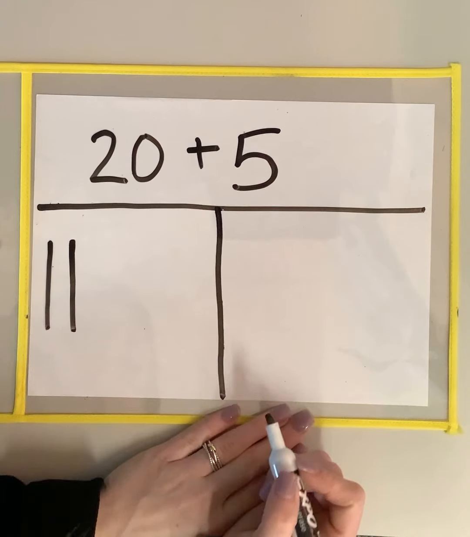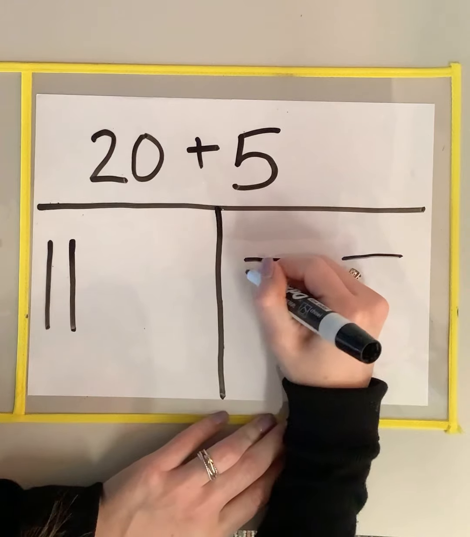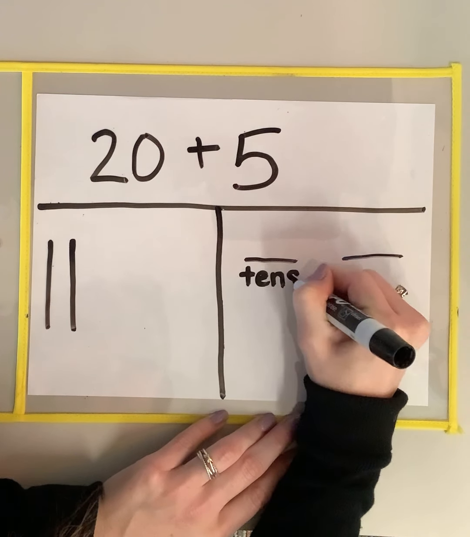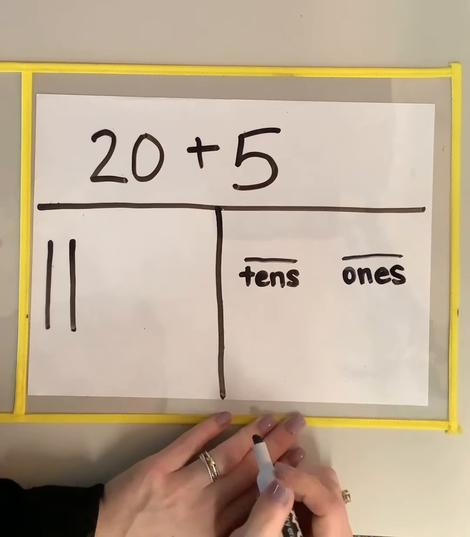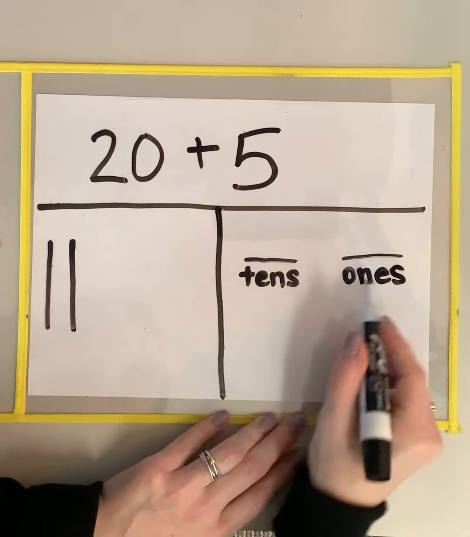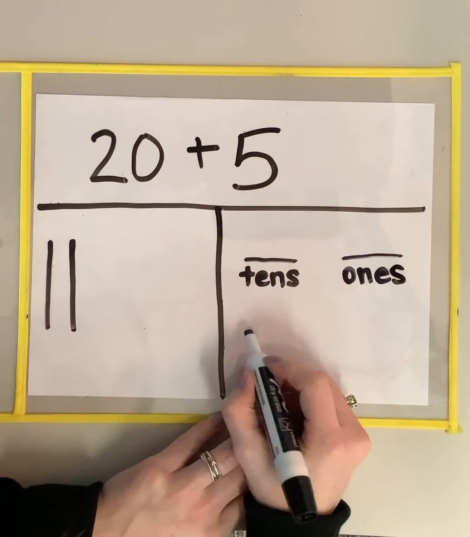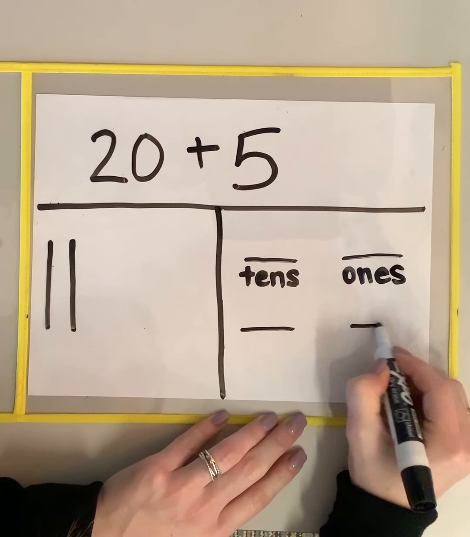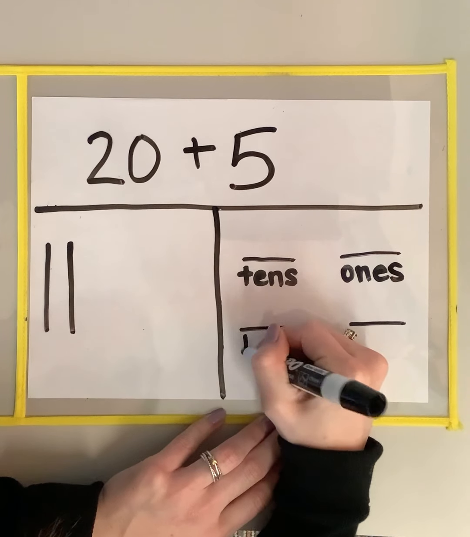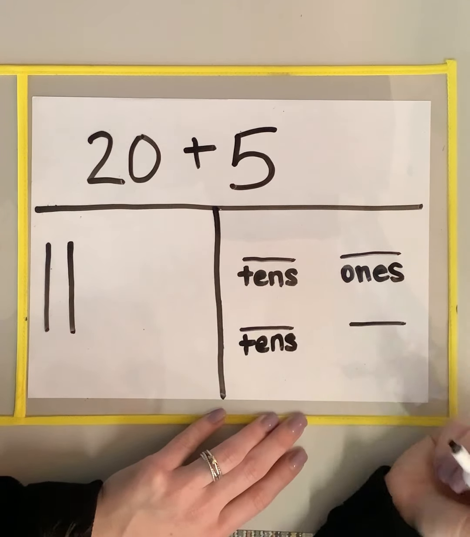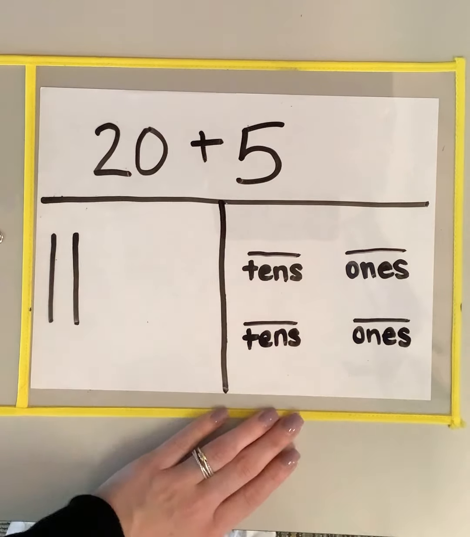Now I want you to go to this side and I want you to draw 2 lines like this. Under the first one, you're gonna write tens, because this is the tens place, and under this one, you're gonna write ones. Tens and ones. Underneath those lines, you're gonna draw 2 more. What do you think you're gonna write under this line? Yeah, you're gonna write tens and ones. Pause the video if you need more time to make your paper look like mine.